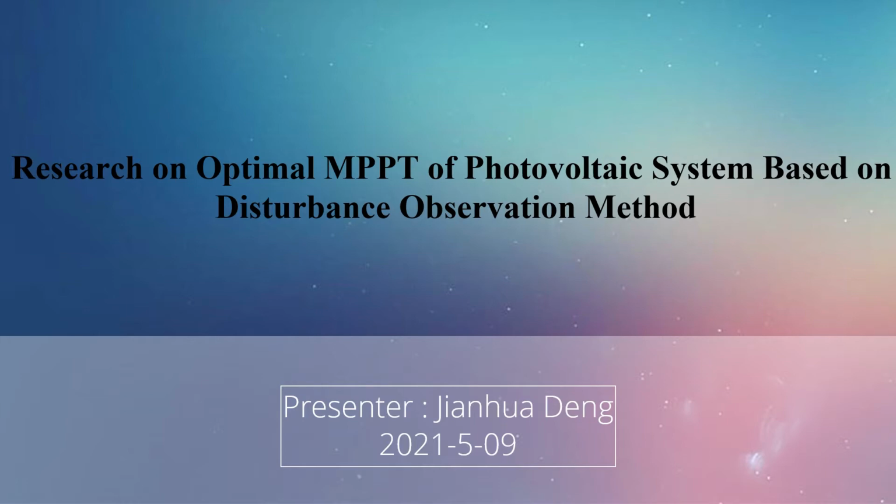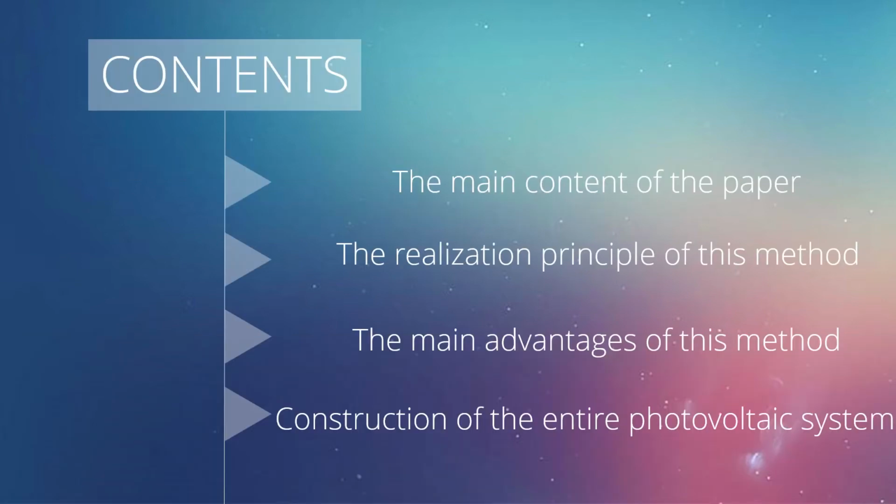The title of my paper is Research on Optimal MPPT of Photovoltaic System Based on Disturbance Observation Method. My report can be divided into the following four parts.